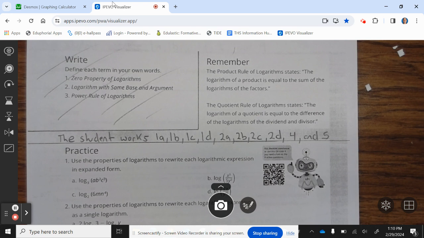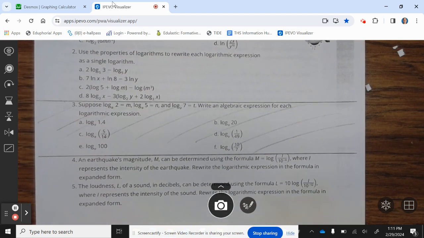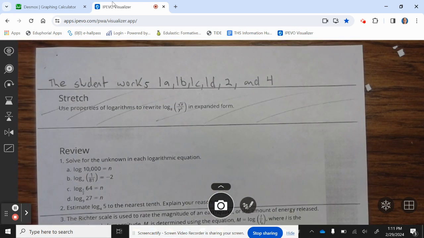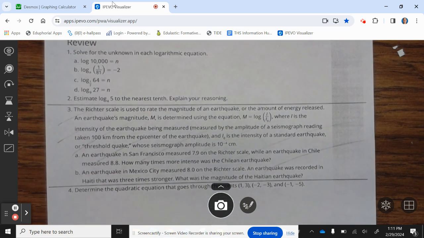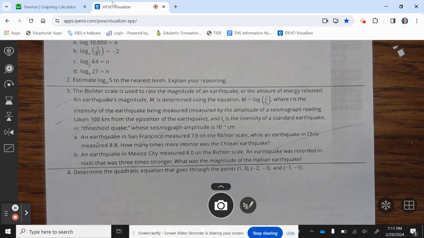The student works 1A, 1B, 1C, 1D, 2A, 2B, 2C, 2D, 4, and 5. All right, let's take a look at the next page. The student works 1A, 1B, 1C, 1D, 2, and 4. All right, go ahead and start working on your assignment and have a wonderful Wildcat day.